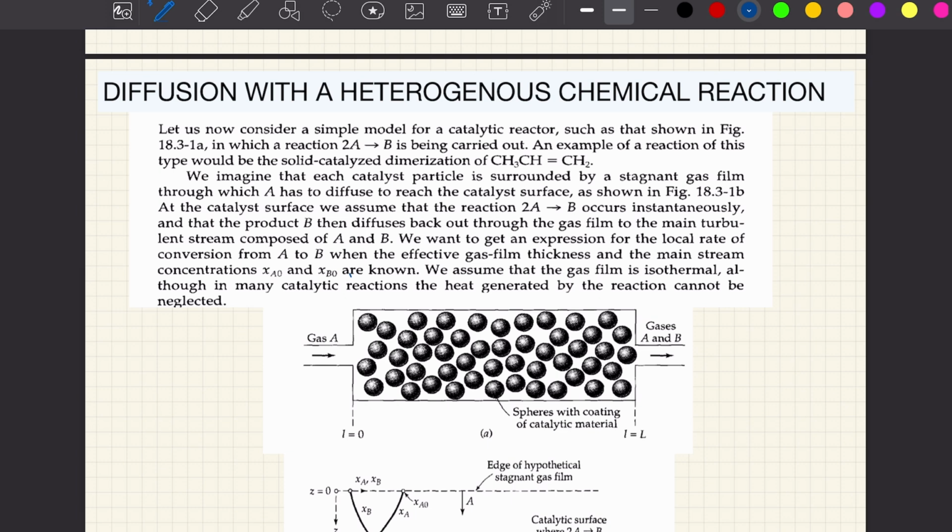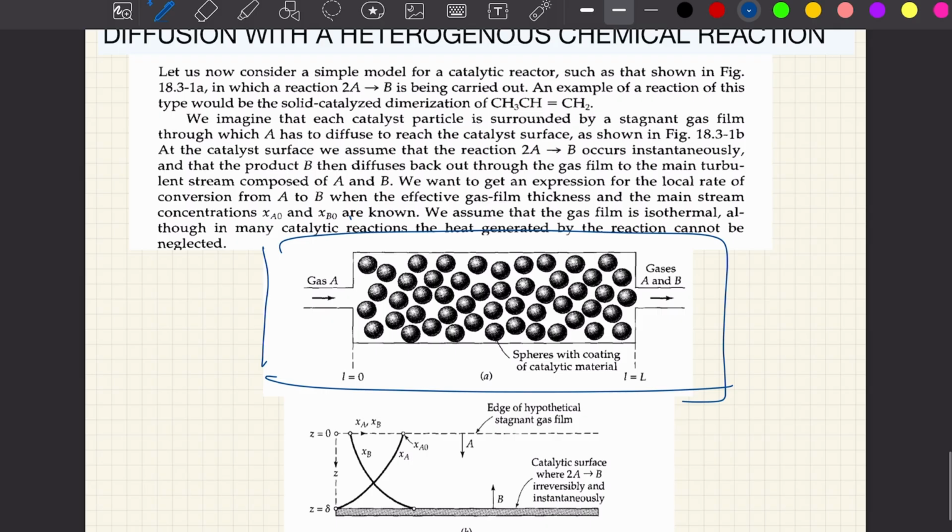A simple model for a catalytic reactor is given where A reacts to give B. We imagine that each catalyst particle is surrounded by a stagnant gas film through which A has to diffuse to reach the catalyst surface as shown in the figure. At the catalyst surface, we assume that the reaction 2A gives B occurs instantaneously and that the product B then diffuses back out through the gas film to the main turbulent stream composed of A and B.